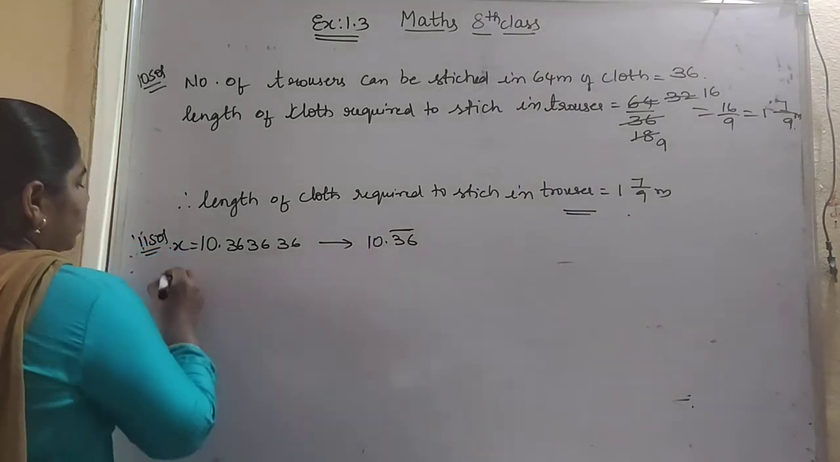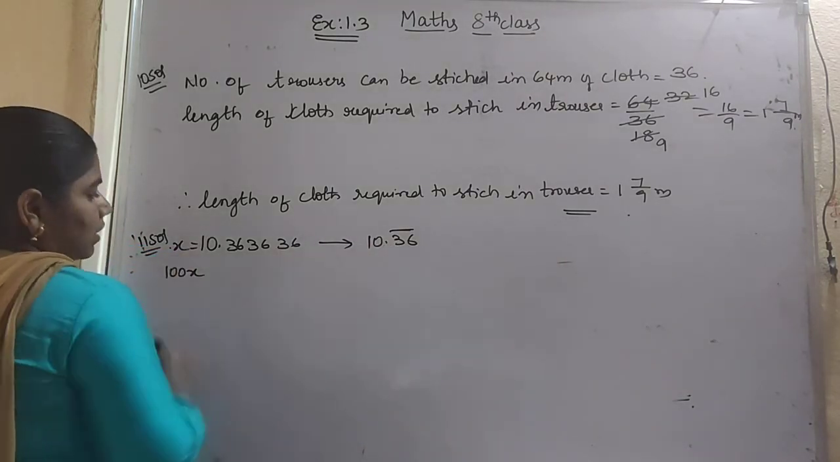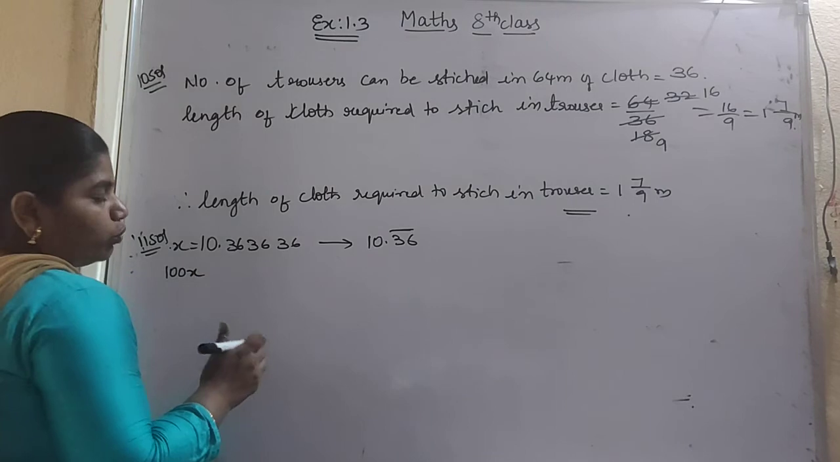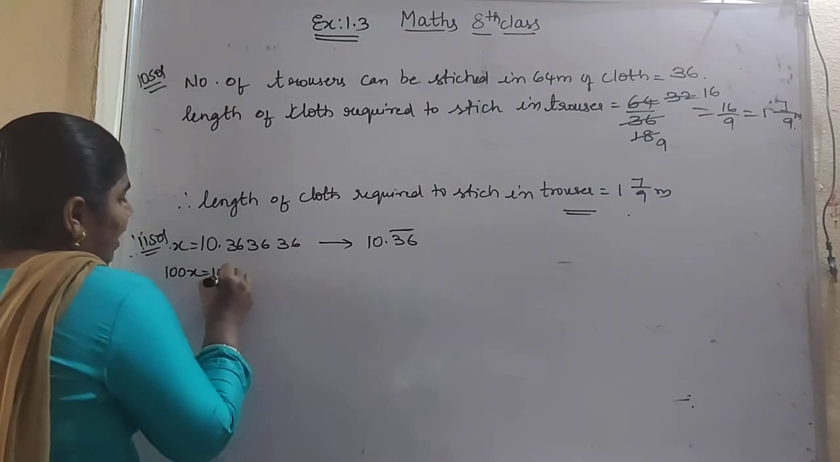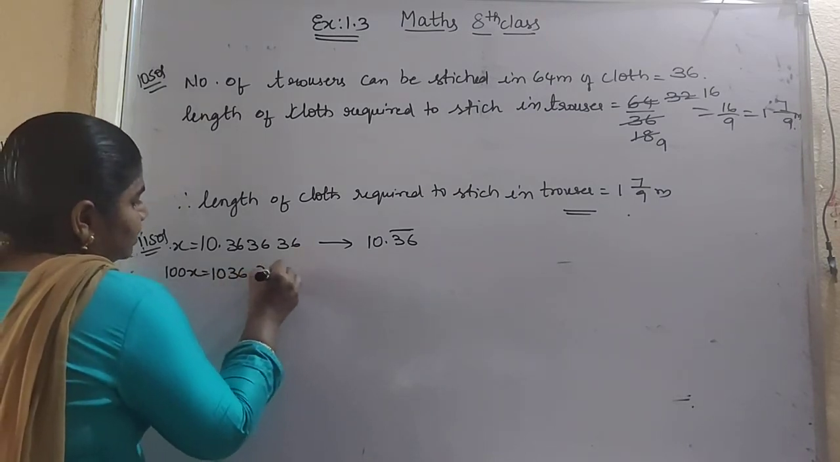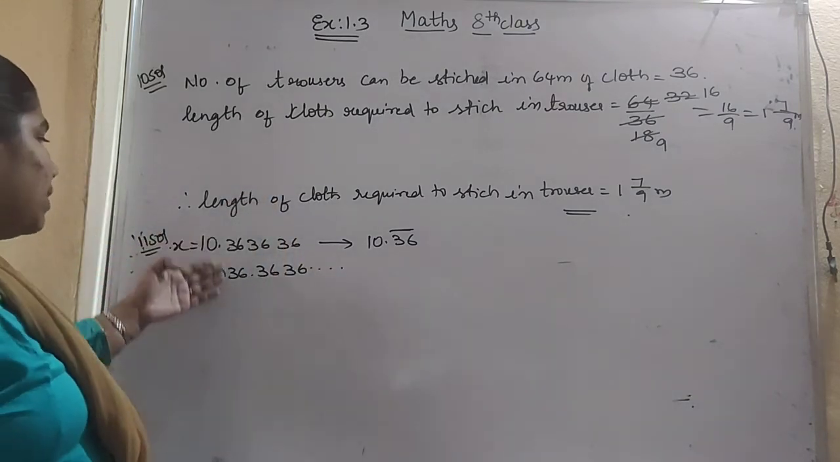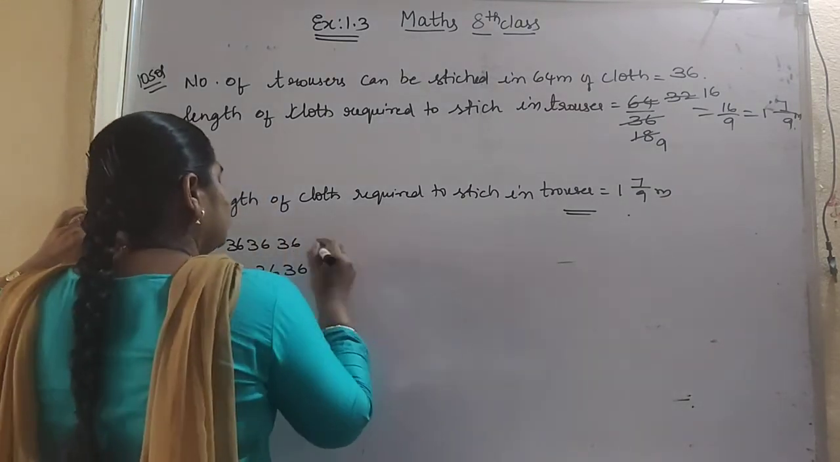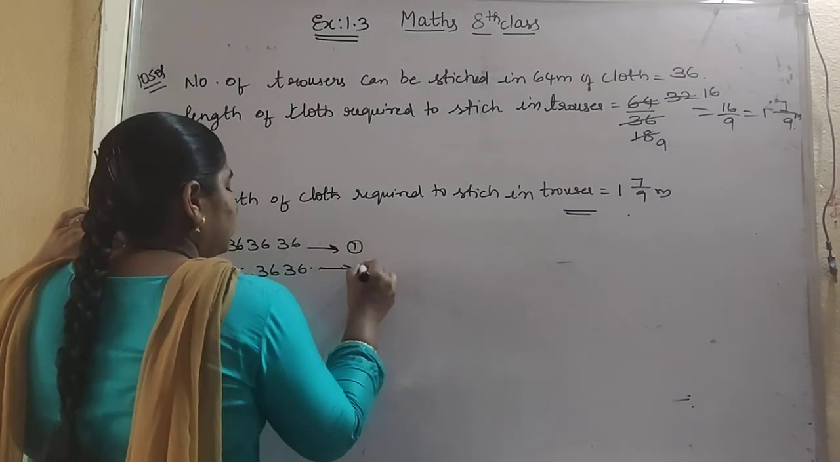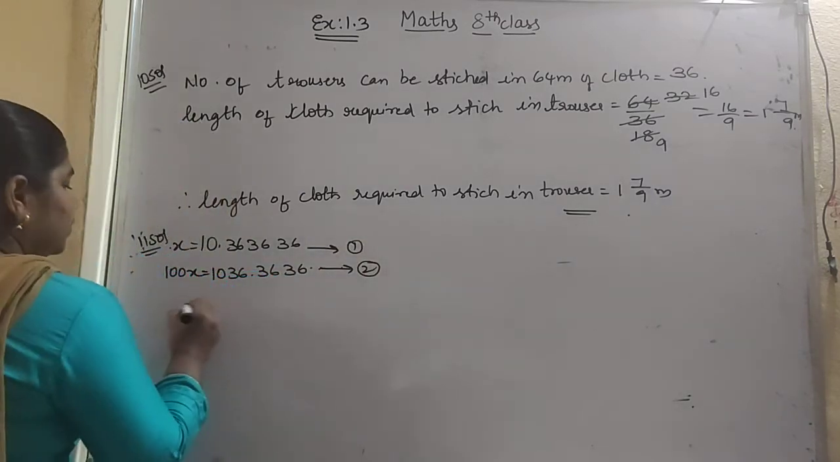If the bar is for two numbers, we will take it as 100x, and the point should be moved after two digits. That will become 1036.3636 and so on. Now what we have to do, we have to subtract these two. This is 1, this is 2. So subtract 1 from 2.